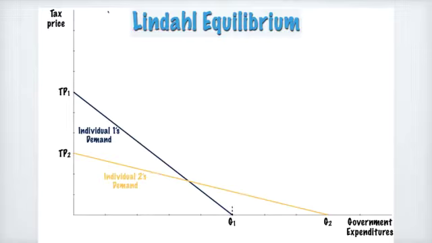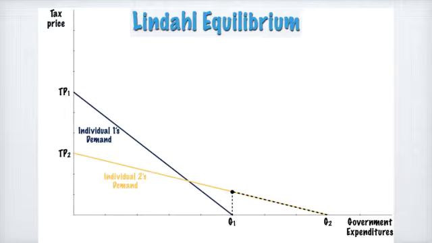If we take a look, for levels of government expenditures between G1 and G2, the only operational demand curve is individual two's demand curve. Individual one is not interested in government expenditures beyond G1. So the collective demand curve for this public good is going to be equal to individual two's demand curve for the level of government expenditures between G1 and G2. It's represented by that hash marked line, indicating it's identical to individual two's demand curve.